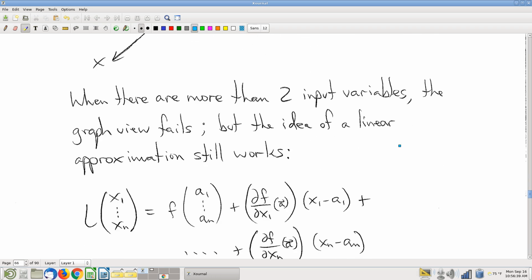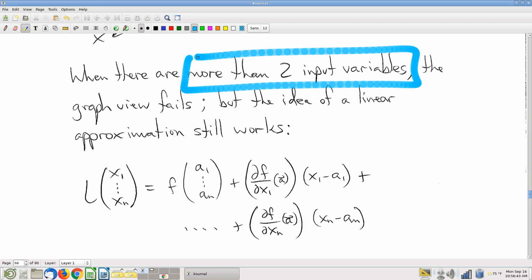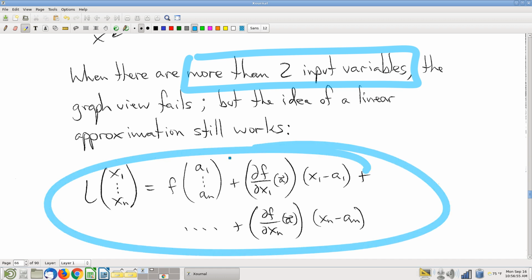Okay. What if you have more than two input variables? Now, this is just a matter of writing down the same kind of algebra. You've got a bit more notation and stuff, but it's morally equivalent. If you have more than two input variables, the algebra is just not that different. There's a linear approximation of a function of several variables. Now, let's not talk about the picture.